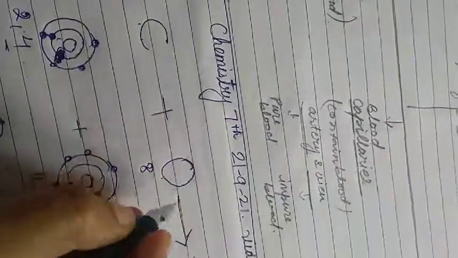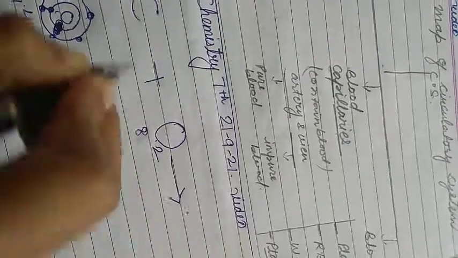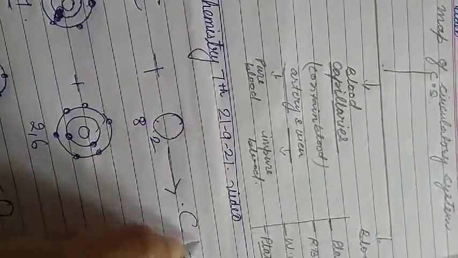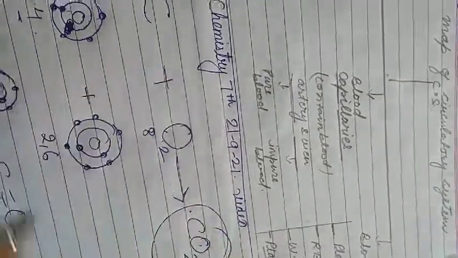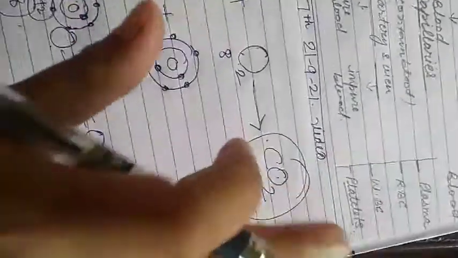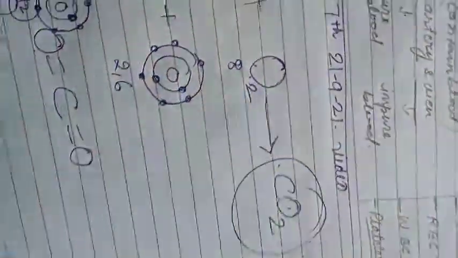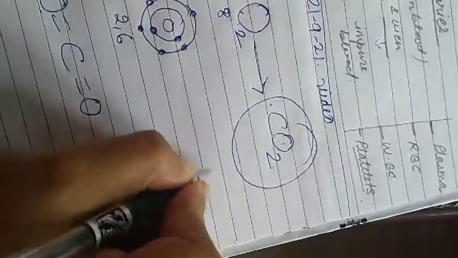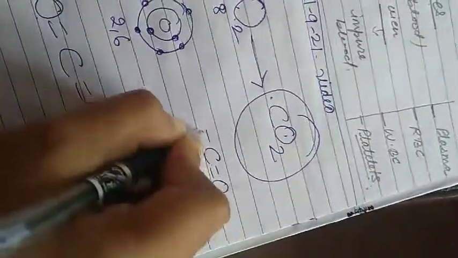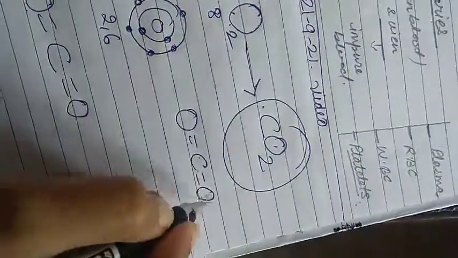So they are very, very smart. Two atoms of oxygen combine with carbon and make CO2. By doing this, they have made carbon dioxide. So how do we represent carbon dioxide? This is your carbon dioxide: one carbon, two oxygen.